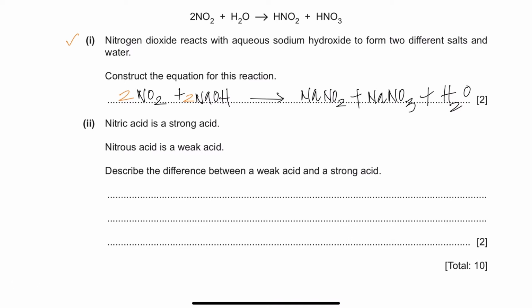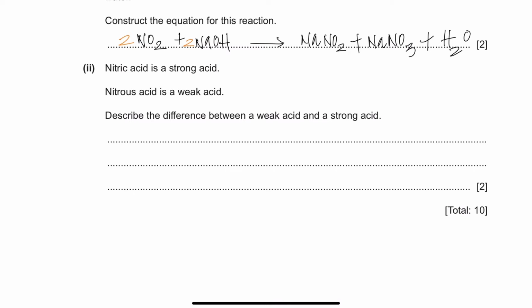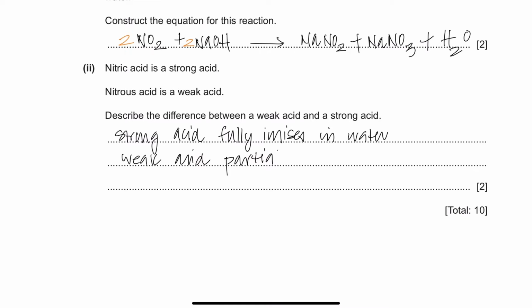Now, nitric acid is a strong acid and nitrous acid is a weak acid. Describe the difference between a weak acid and a strong acid. So a strong acid fully ionizes in water, fully ionizes when dissolved in water. And a weak acid partially ionizes when dissolved in water, or you can say in water.